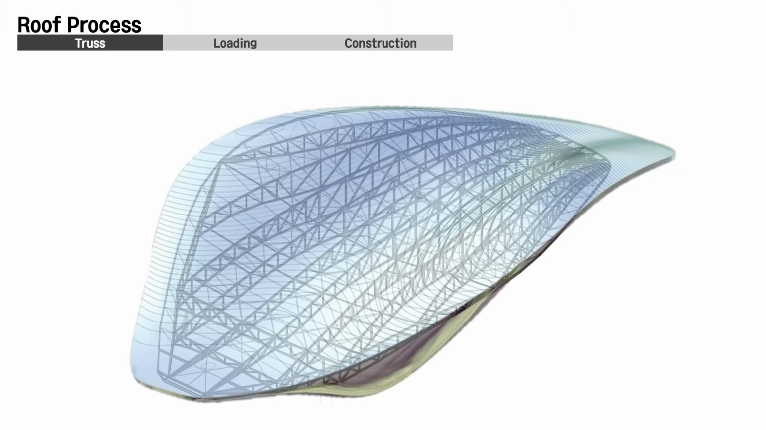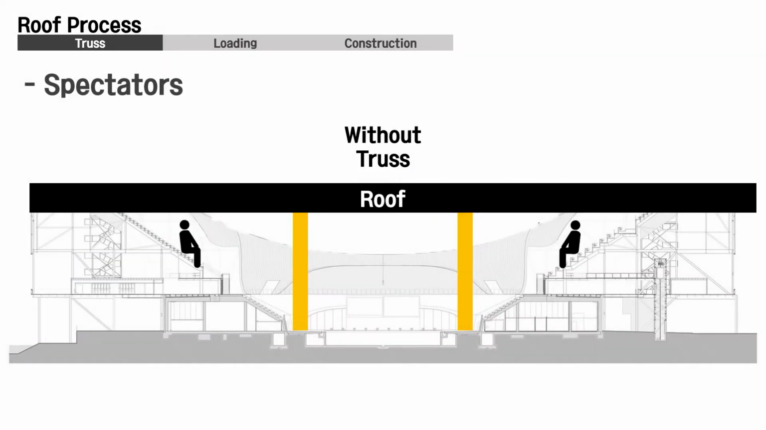The answer is in the spectators. Normally, a roof is one flat plate, and this roof is supported by columns which screen the spectators so they can't see the games clearly. If you want more spectators, you need to make the roof higher, and at the same time, the columns would be higher and thicker, blocking the spectators' view.